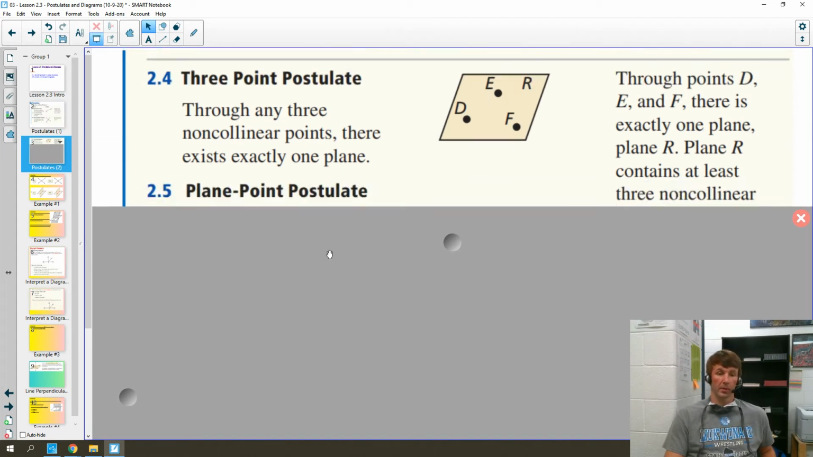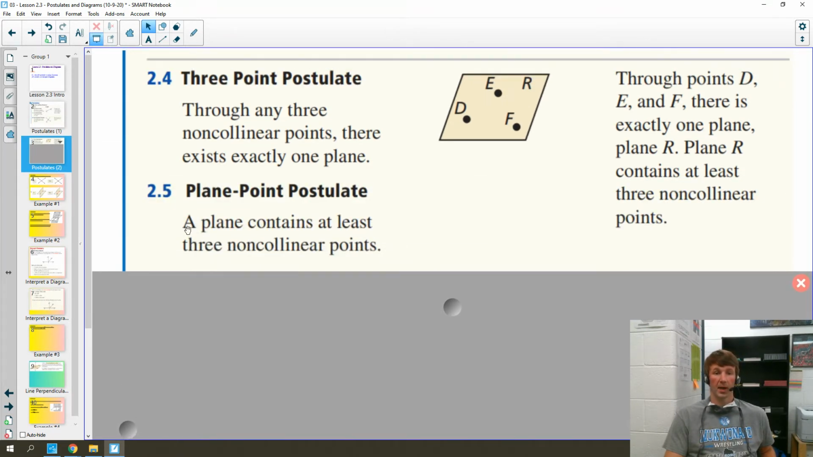Just like the previous postulates, it's kind of the converse of it. The plane point postulate says if we start with a plane R, then we have to have at least 3 non-collinear points. Same idea that we know a plane is actually going to contain an infinite amount of points. We're kind of going the other end of the spectrum, that we need at least 3. Like 3 is the minimum in order to define or identify a unique plane. All right, the plane point postulate.